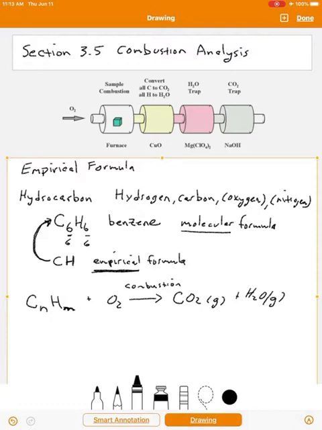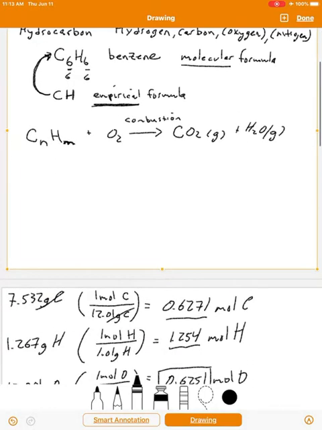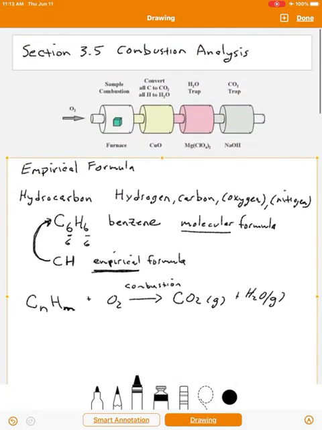What we do is weigh the traps before the combustion, then weigh the traps after the combustion, and that difference in weight is the weight of the water and the weight of the carbon dioxide that was produced in the reaction. The hydrogen came from the sample, so if you can figure out how much hydrogen is in that water, that tells you how much hydrogen was in the original sample.